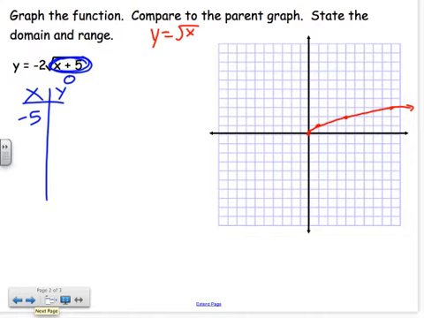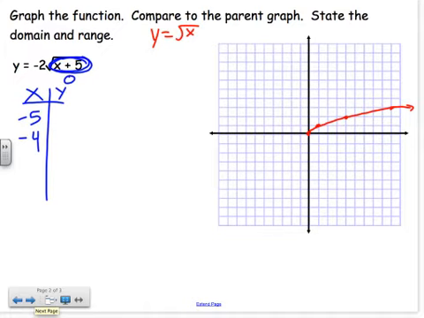If I pick -6, it won't work. If I put a -6 in there, now I end up with -1, and I can't do that. Okay, so -5 is the smallest x value I can pick. Then I could pick -4. Let's start with those two right away.